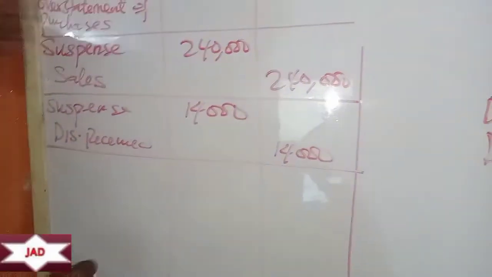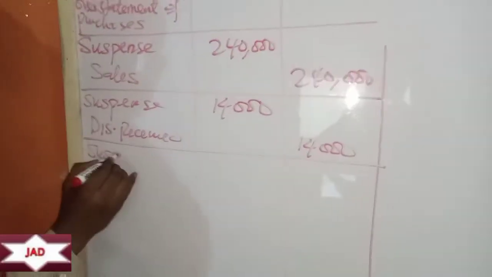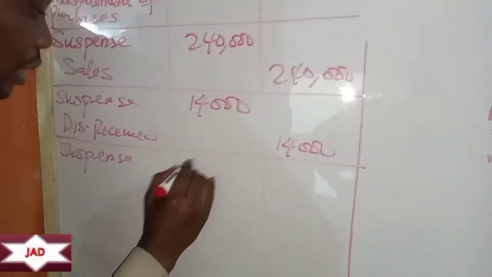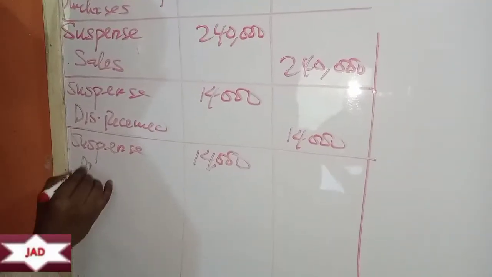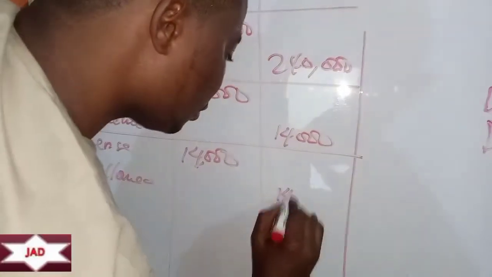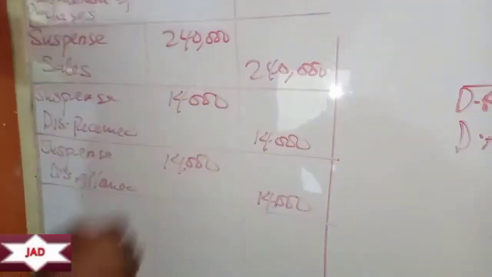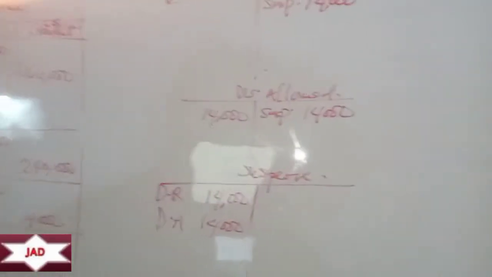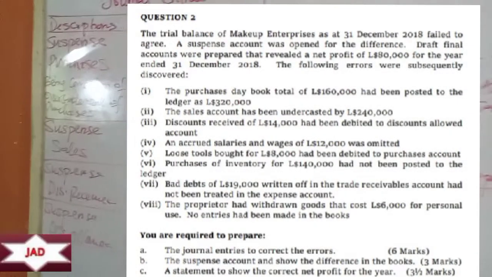It's just grammar. Speak your grammar there. The next one we did, we debited suspense with how much? 14,000 Liberian dollars and credited discount allowed with 14,000 Liberian dollars. So you can go ahead and do your narration. It's just grammar. The next one there, accrued salaries and wages of $12,000 was omitted.